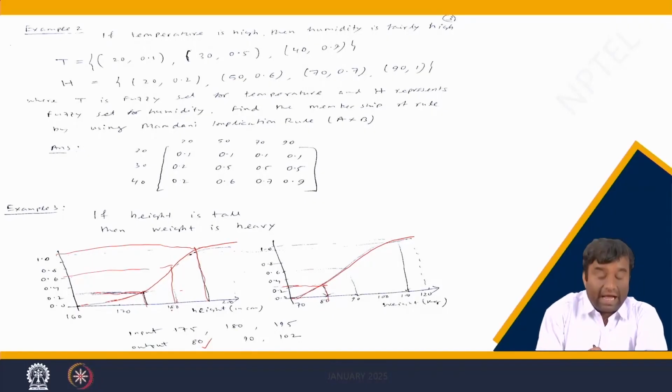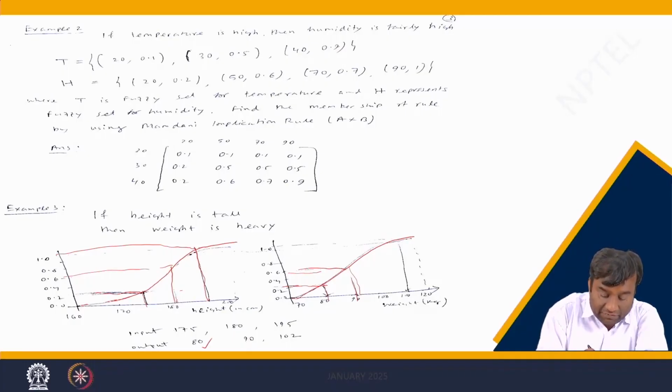Similarly, the height input is 180, so take the membership value 0.6, the same degree of membership, that is 0.6, and we get the output that is 90. So for a height of 180 centimeters, the weight is 90 kg.